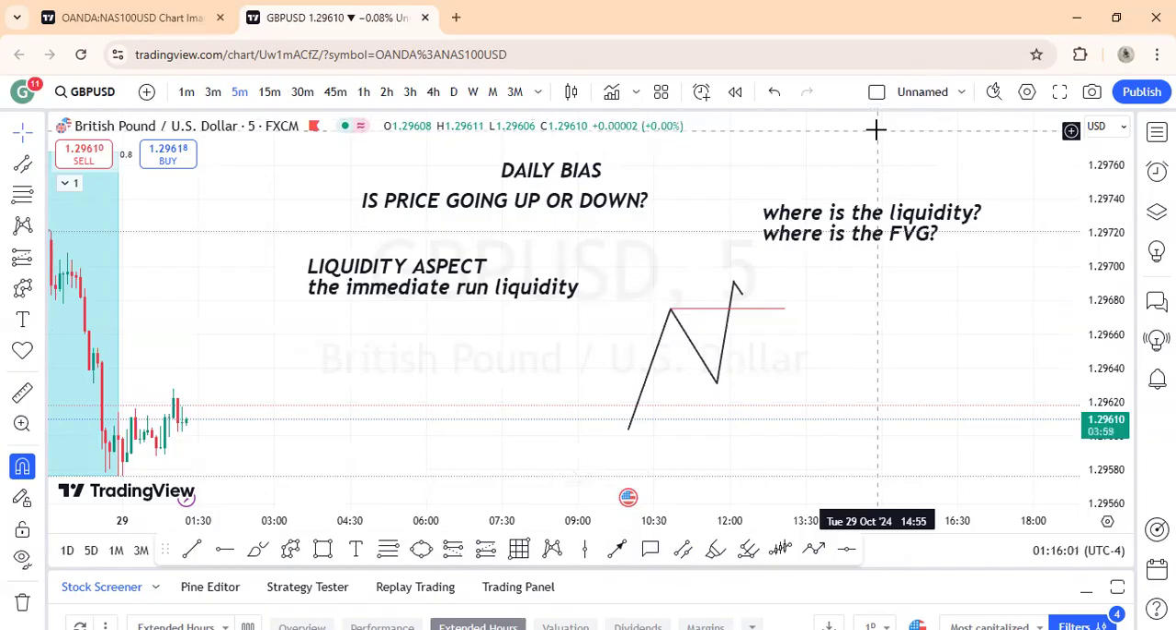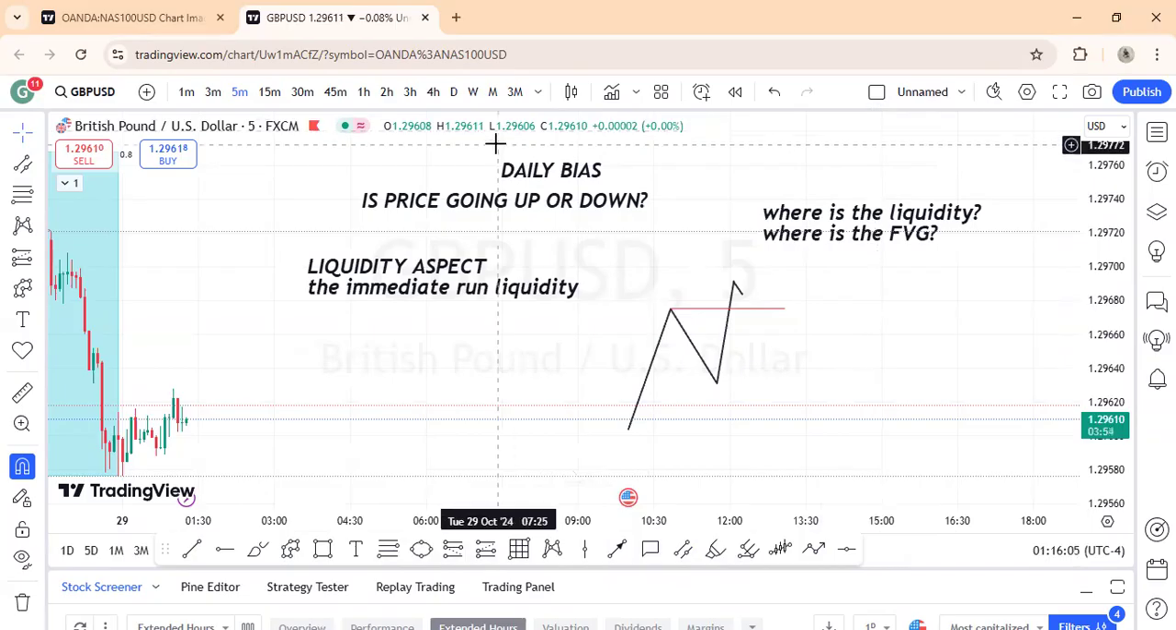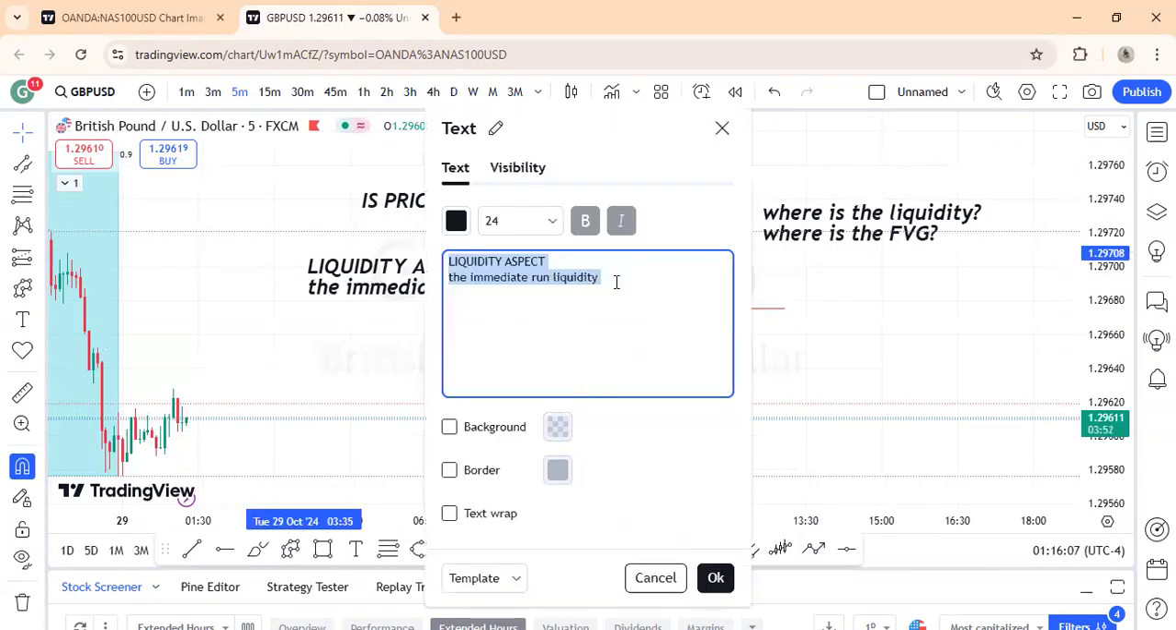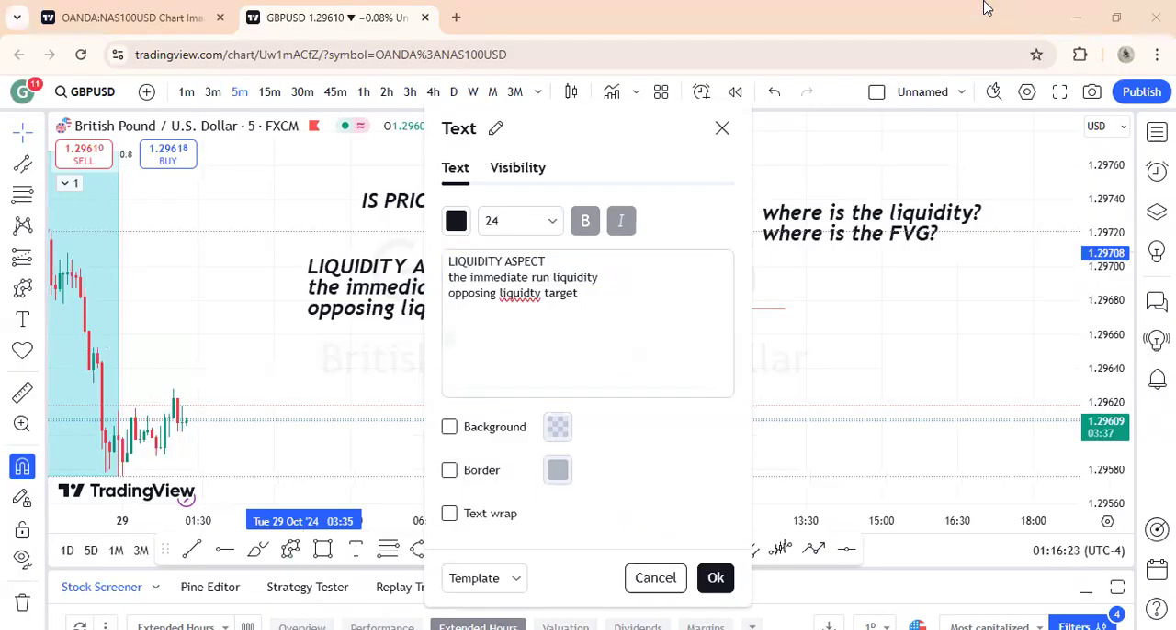Right. That is how you should view it. Now, another point in the liquidity aspect is what? Look at the opposing liquidity targets. Right. That's another thing you must ask yourself. Where is the opposing liquidity target?